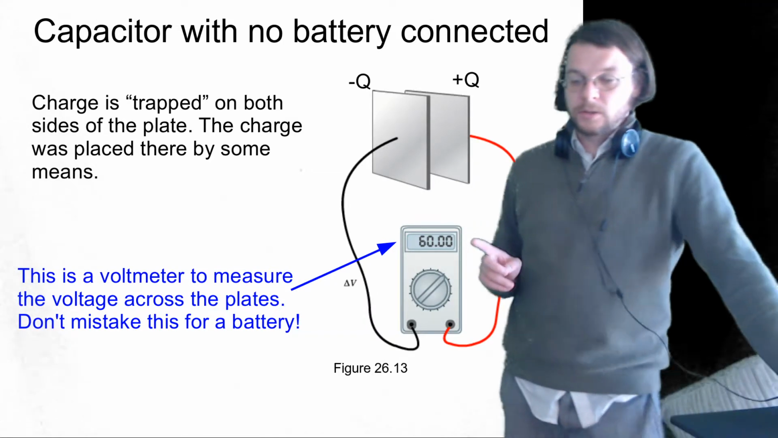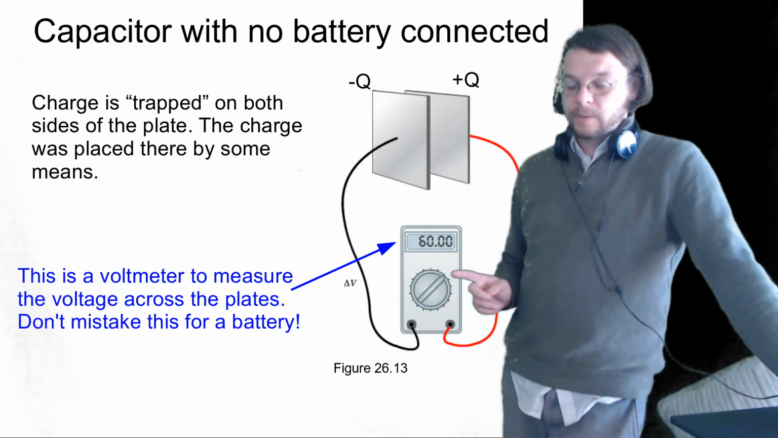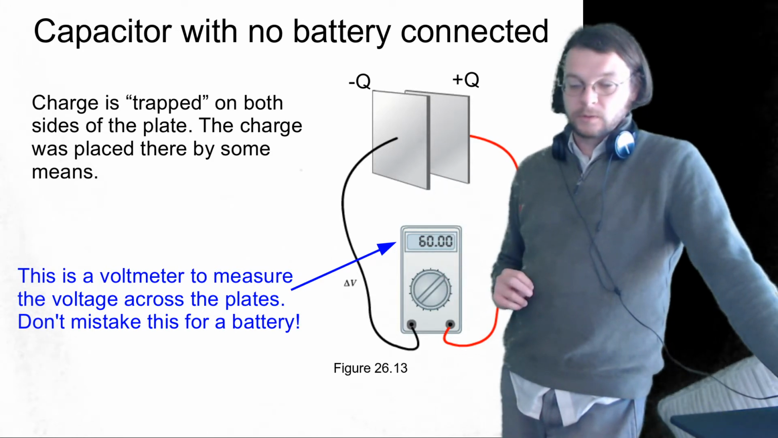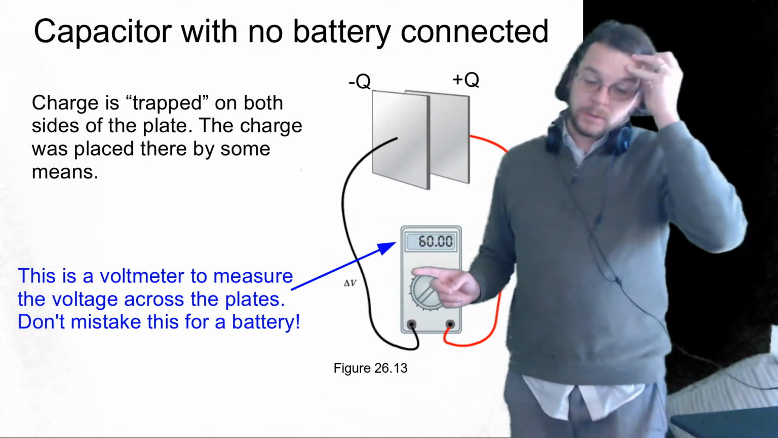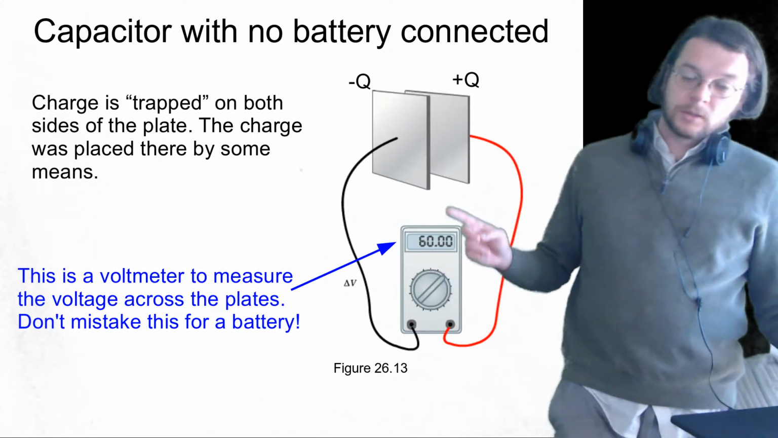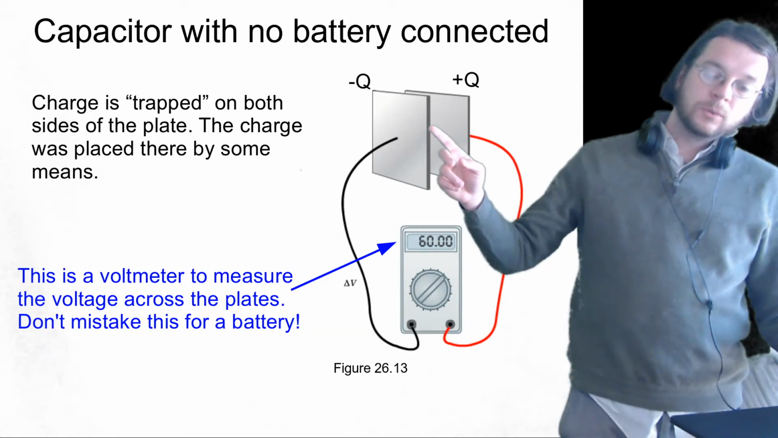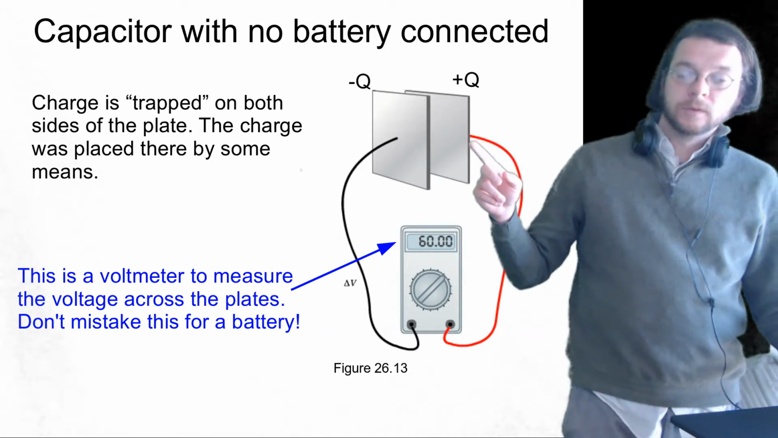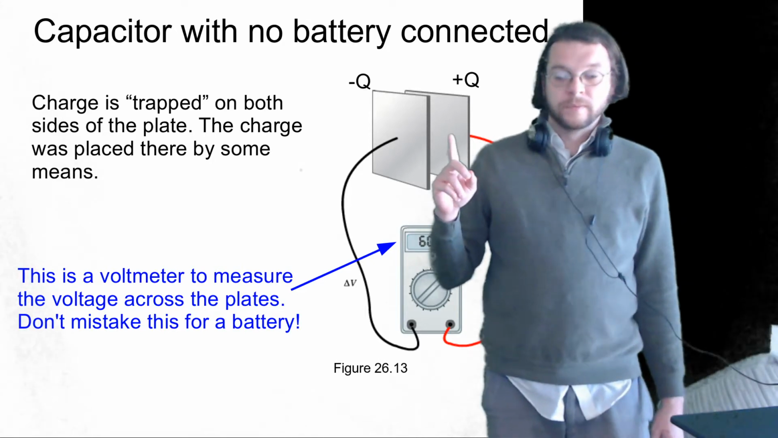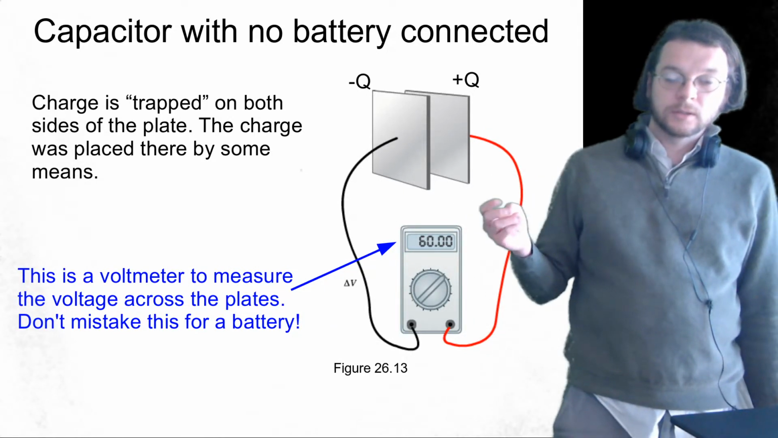So this situation is one in which there is no battery connected. This is not a battery, this is a multimeter, like the ones that we're going to let you guys borrow for the semester. It's measuring basically 60 volts potential difference across these two things. The idea is that negative Q worth of charge is trapped on this plate, and plus Q of charge, in other words, a lack of electrons, is on this plate. And so we can measure the potential across.